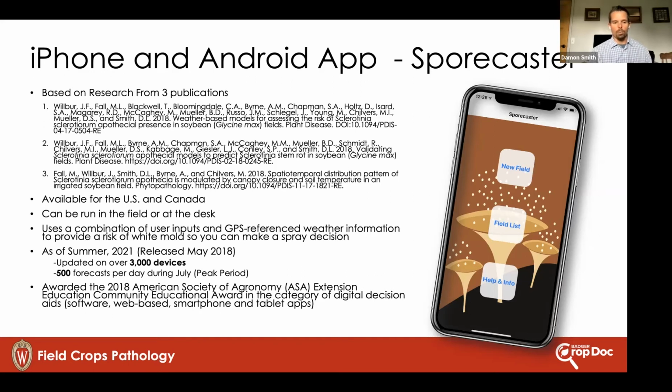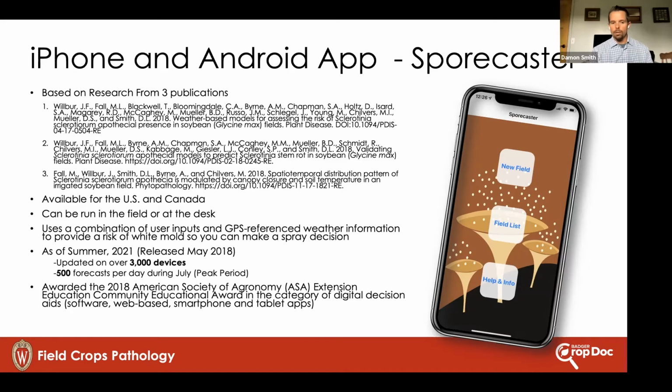As of 2021, we were updated on over 3,000 devices. So just this summer, and right now we're kind of in the peak of our period, we're running about 500 to 600 forecasts a day. So it's a well-used app, considering that white mold is kind of a north central issue. But it is very nice because you can get basically an at-field prediction. So these are pretty prescriptive.